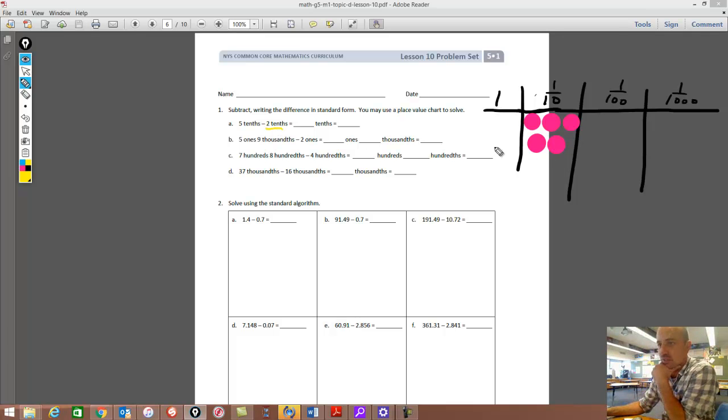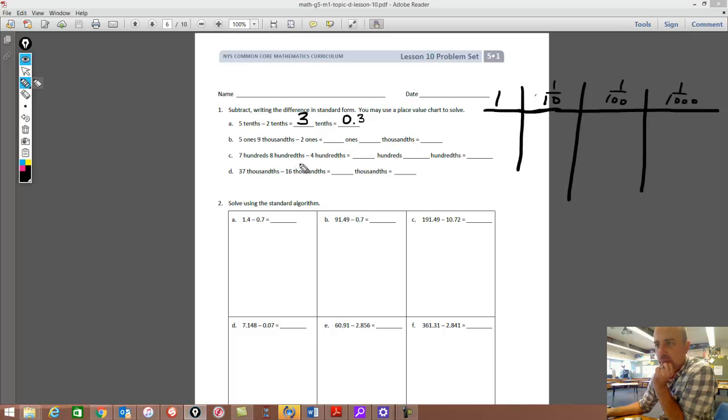This is pretty straightforward. I'm just going to cross off 2 tenths. That leaves me with this one and this one, which is 3 tenths. And then I need to write that in decimal form. So 3 tenths is also 0.3. Sound good? This is pretty straightforward, especially when you're taking like numbers from like numbers, and especially when there's no regrouping.